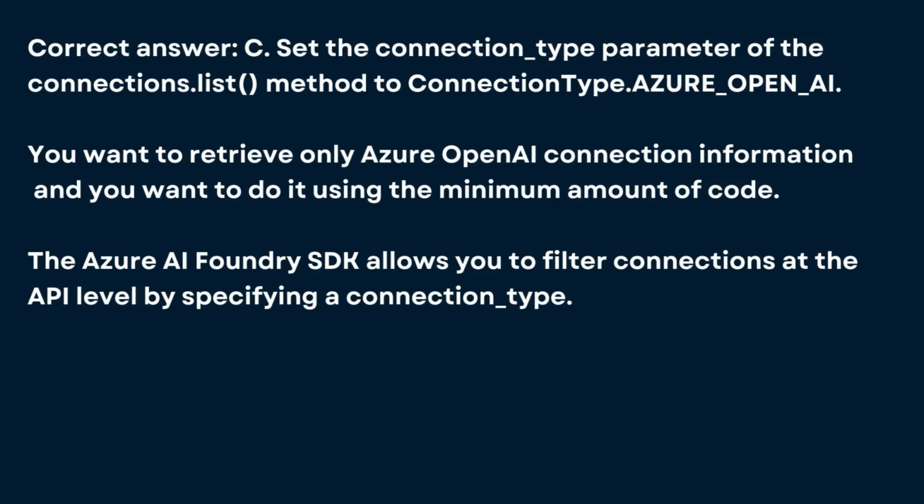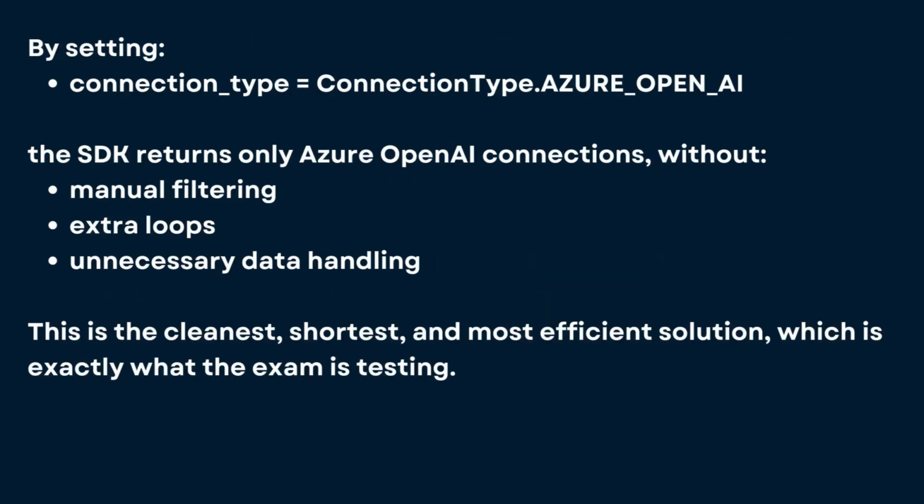The correct answer is Option C, set the connection type parameter to connection type Azure OpenAI. Here's why. The connections.list method supports filtering by connection type. By specifying Azure OpenAI, you retrieve only the connections you need. This avoids extra loops, reduces code, and follows best practices, which is exactly what the exam is testing.